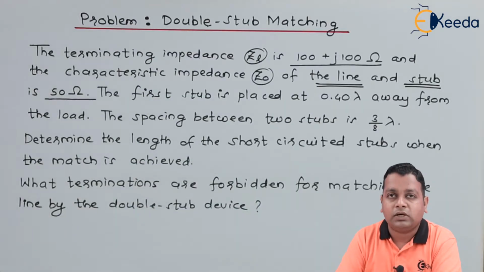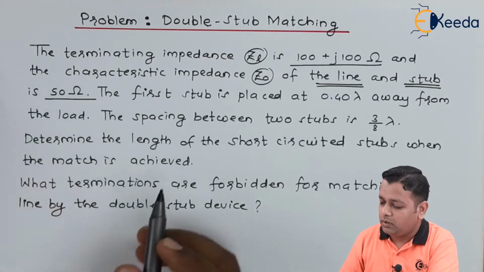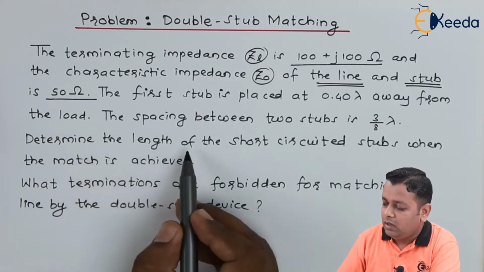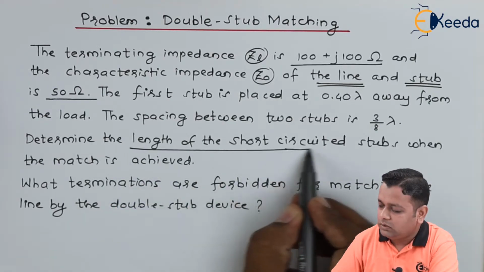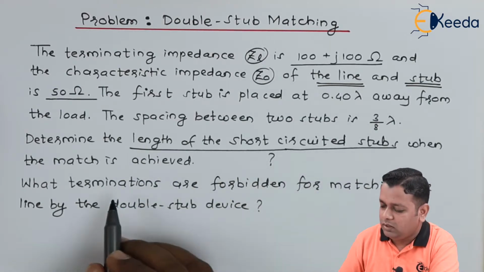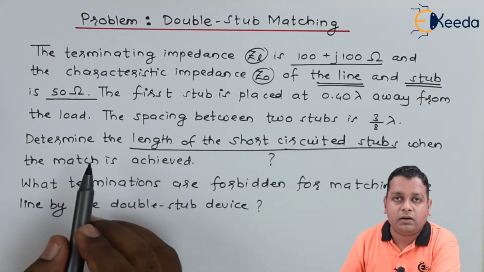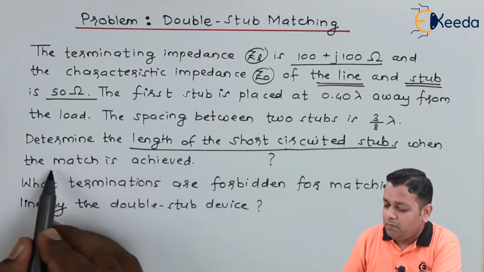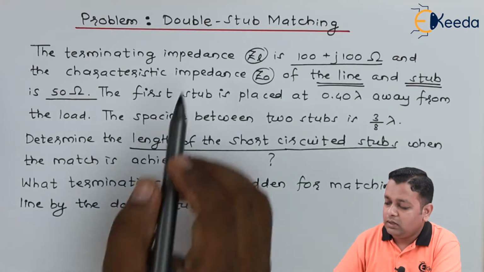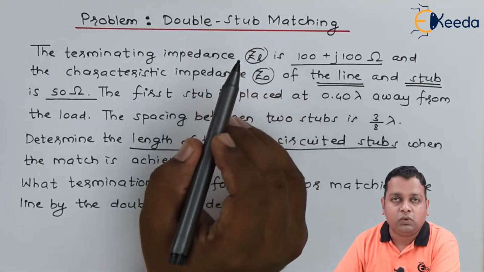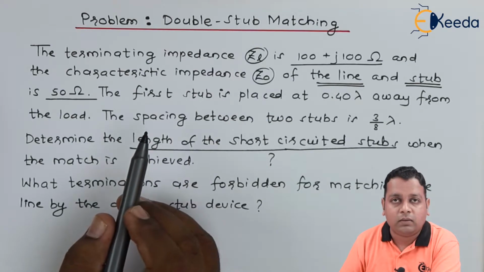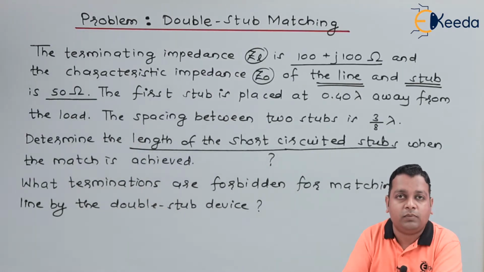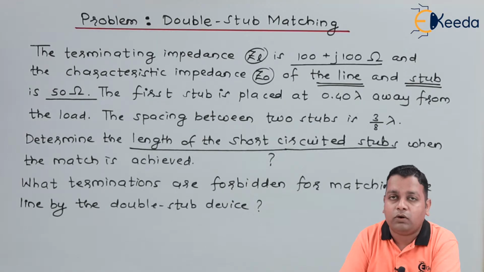Now what is asked in the problem statement? We are asked to determine the length of the short circuited stubs. This is the first requirement to be determined, and the provided condition is that the matching is completed. Matching is to have the load impedance perfectly matched to the characteristic impedance, so that the transmission line will be a flat line. It will not produce any kind of reflected wave.